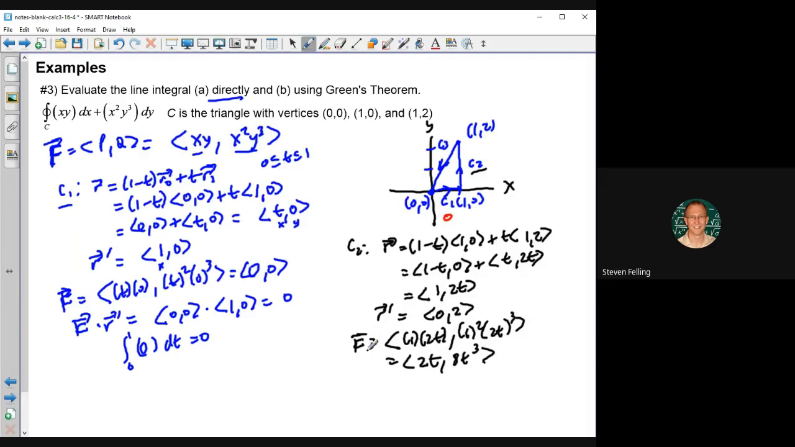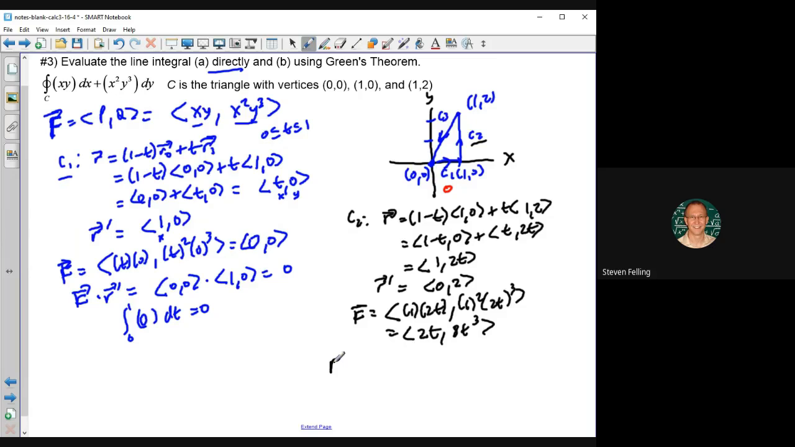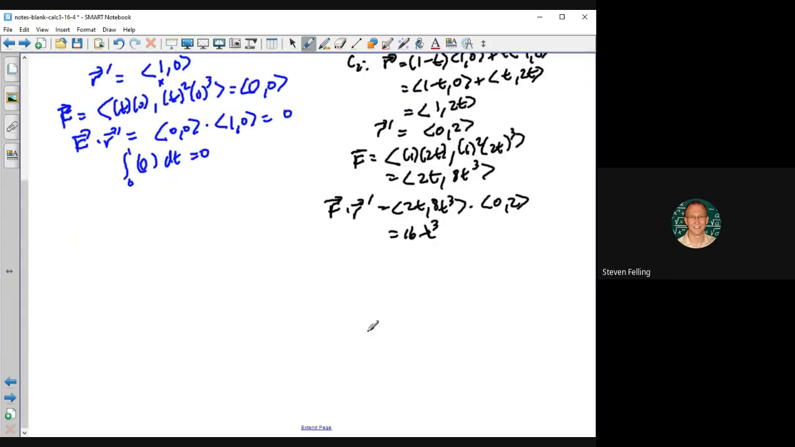Okay, so now I have to take the dot product of that with the r prime vector to get the integrand. So we have 2t, 8t cubed dot 0, 2, which is going to end up being 16t cubed, because this is 0 plus this times 2. And so we're going to be integrating 16t cubed dt, and since we did a line segment, t goes from 0 to 1. So that's t to the 4th, from 0 to 1.